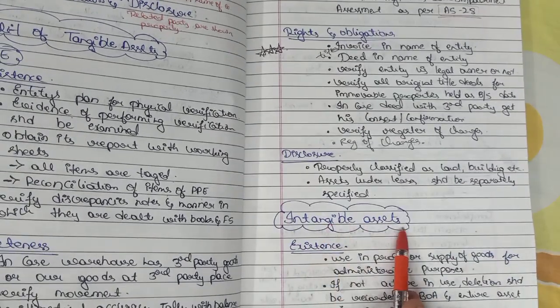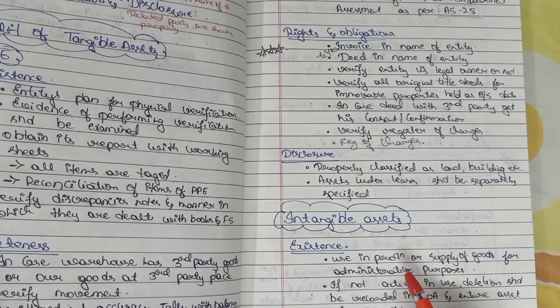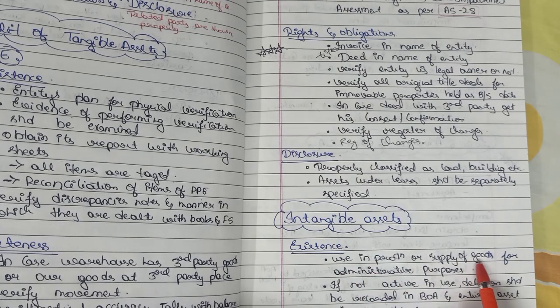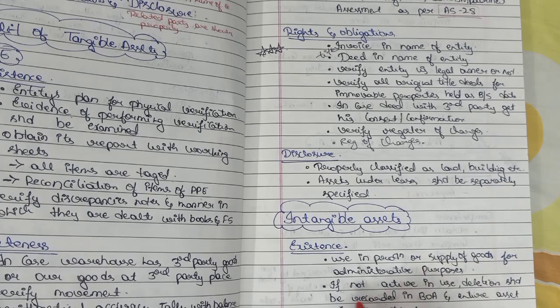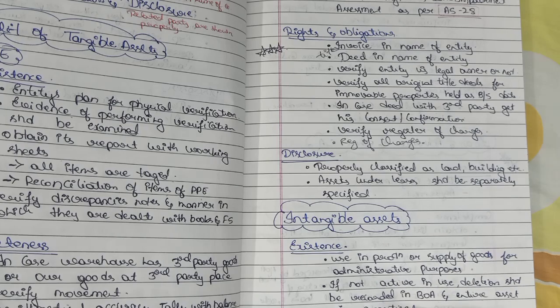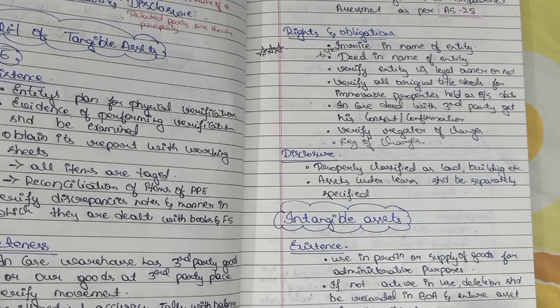Coming to intangible assets, how do we check the existence of an intangible asset? Use in production or supply of goods or for administrative purposes. If not in active use, deletion should be recorded in books of accounts and the entire asset is amortized. Verify movement, tally with balance, arithmetical accuracy, check that quotations and tenders are followed. Ensure no research cost is capitalized.